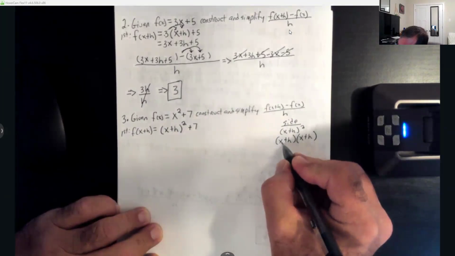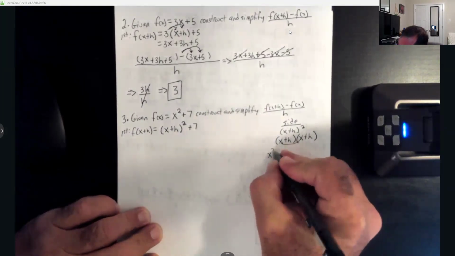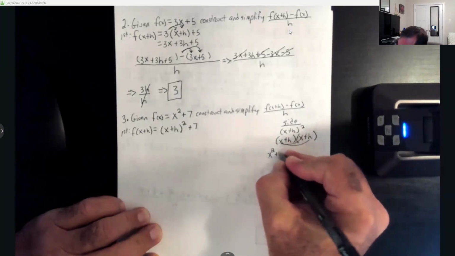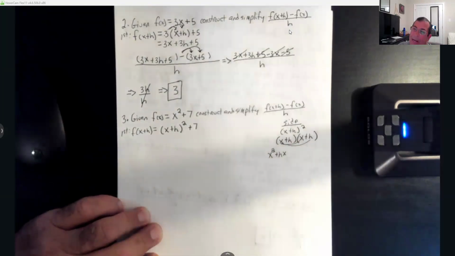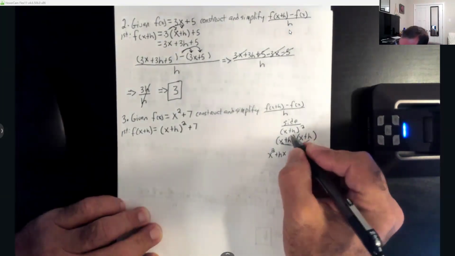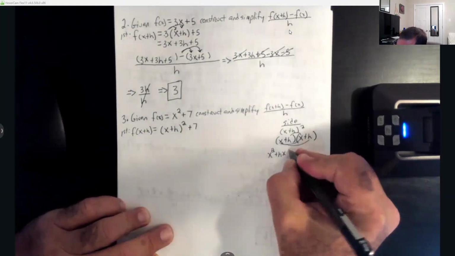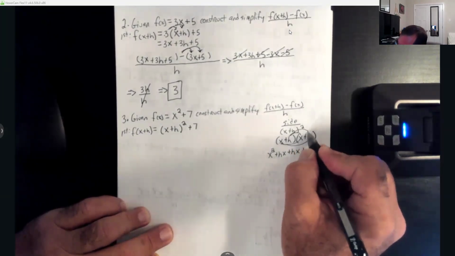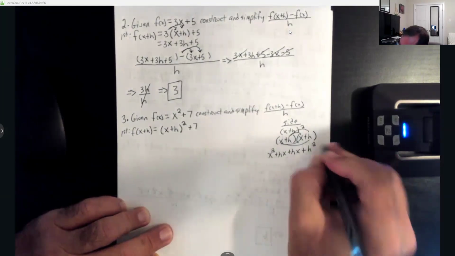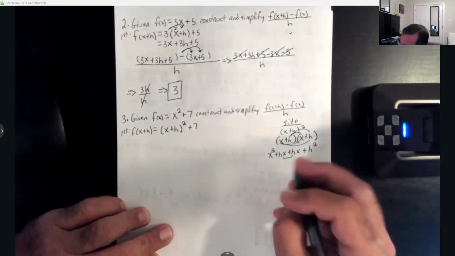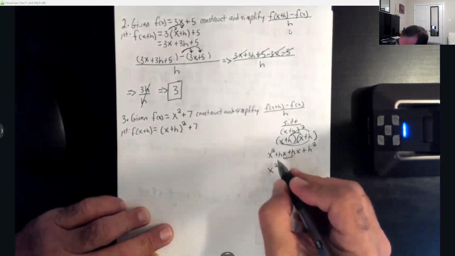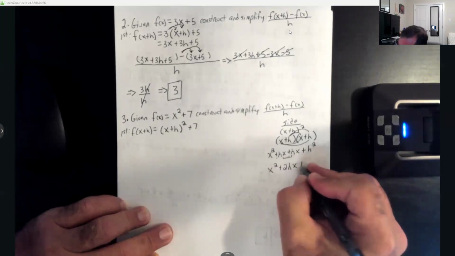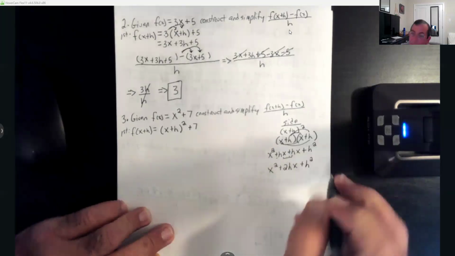So to FOIL it, we'll do x times x and get an x squared. X times h is a hx. I'm just putting mine in alphabetical order. Now multiply this h times x, you get hx. And then at the end, h times h is h squared. All right, you're going to come add like terms. So you get an x squared, 1 and 1 gives me 2hx, and then plus h squared.